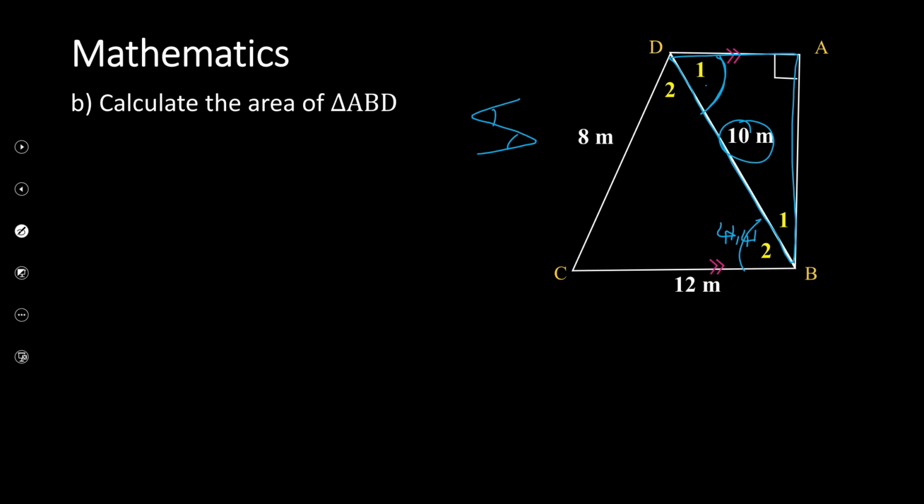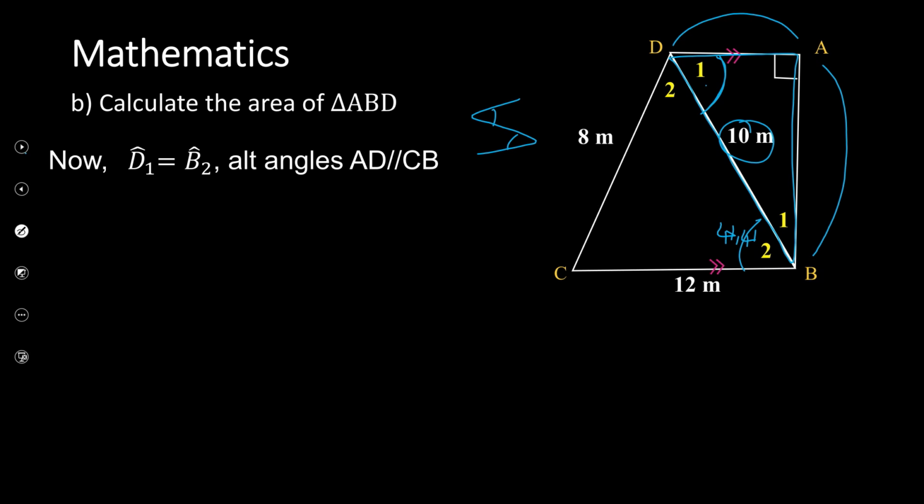Now we want to find the area, so I want to say area will equal half AD, half base times height. That's the formula that we're going to use, the regular area formula. So D1 will equal B2, and remember they're both going to equal 41,41 degrees. Okay, we're now going to use the cos ratio in this right angle triangle to find AD. So let me just grab my pen again.